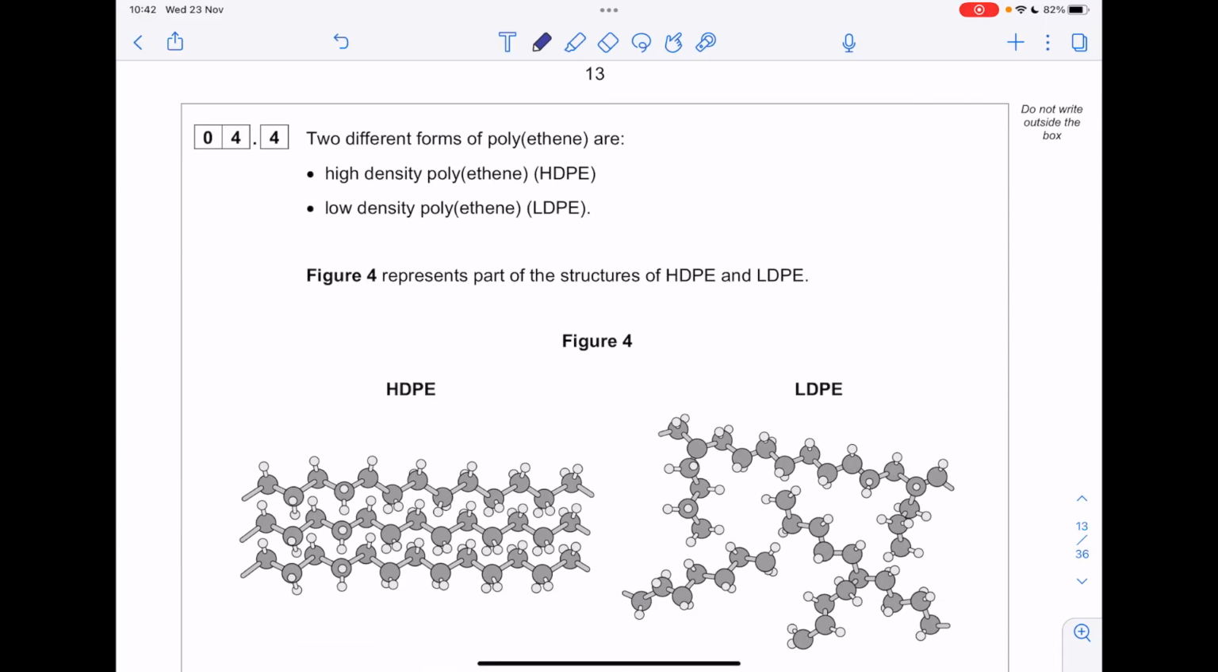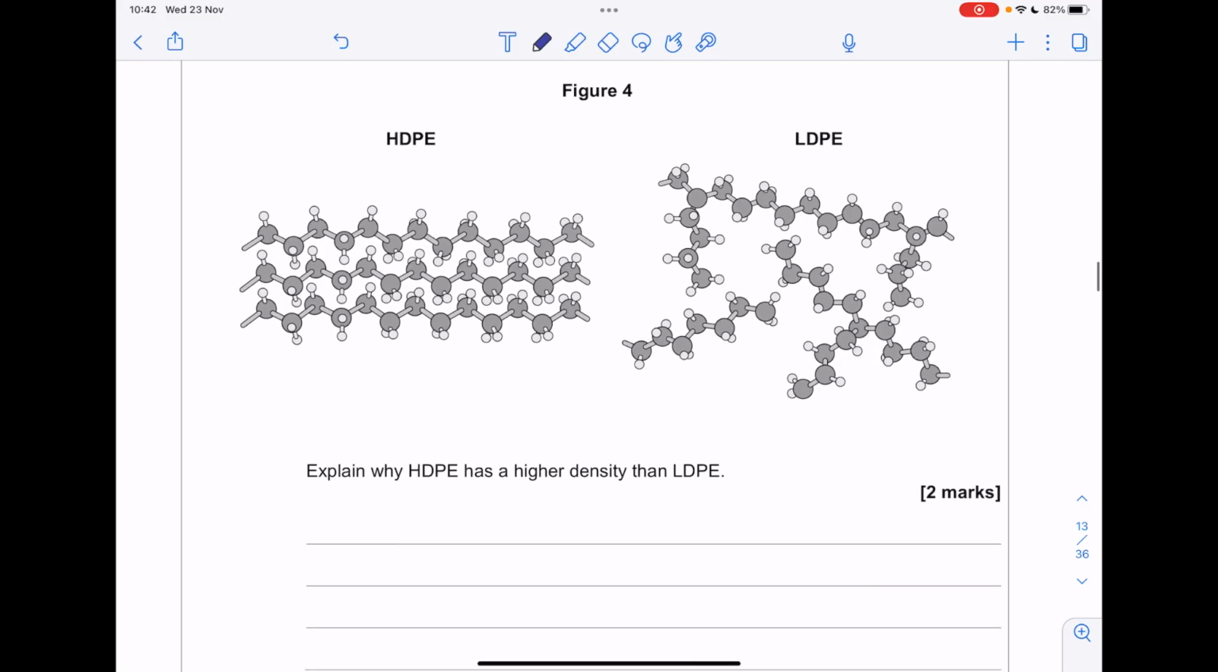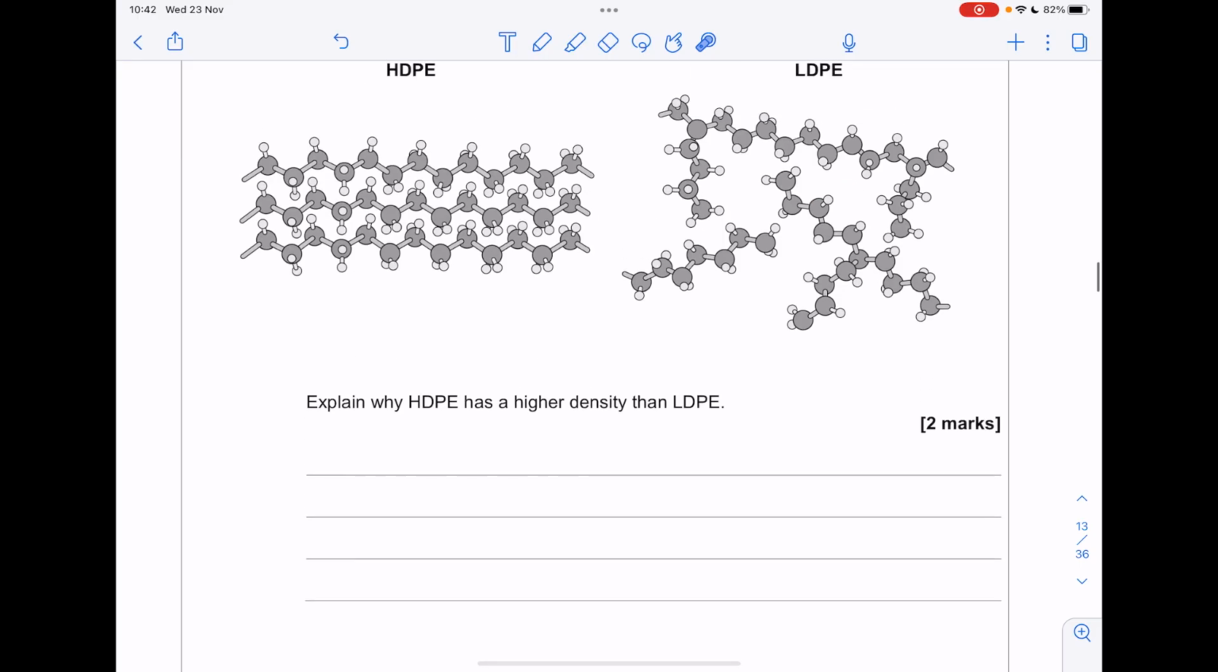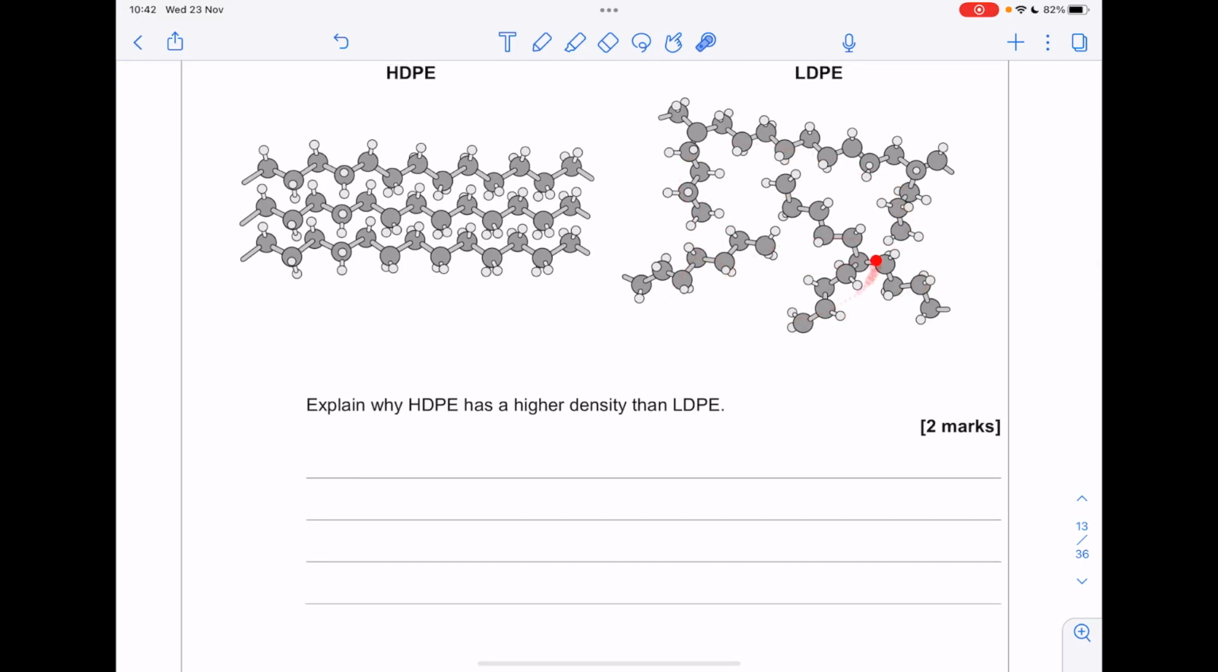Two different forms of polyethylene are high density, HDPE, and low density, LDPE. Look at the structures. Explain why HDPE has a higher density than LDPE. We can see that the HDPE is arranged in lengths or in strands, which means they compact together quite tightly in order to increase the density, whereas you've got a much more jumbled mix of polymer chains for LDPE, and therefore you'd have fewer molecules per unit volume of LDPE. And the reason we're talking about per unit volume is, remember, the equation for density is mass divided by volume. So we do need to take volume into account when answering this.